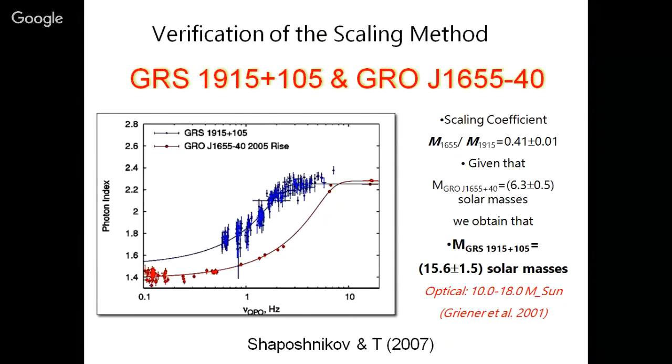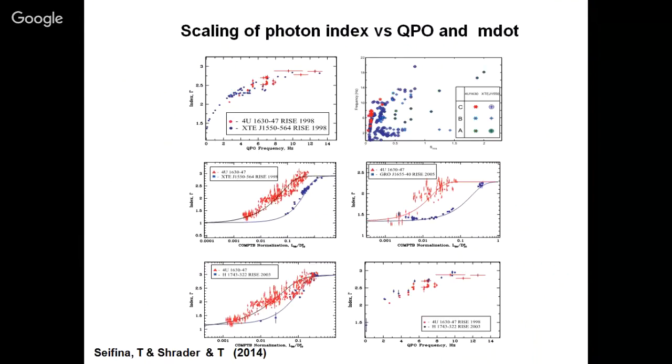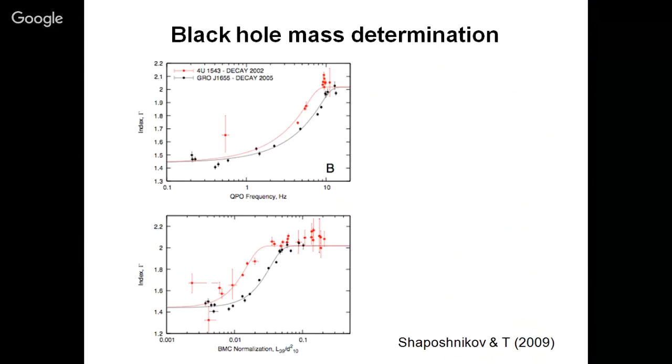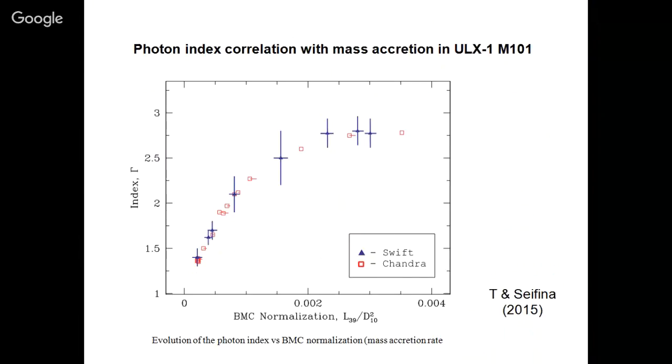So the same story for 1630 versus 1550. The same story for black hole mass determination. Okay. Well, time is over. Time is over. I know, I show only results.